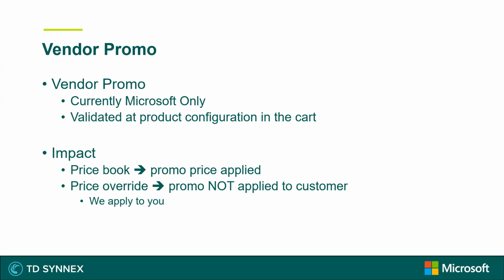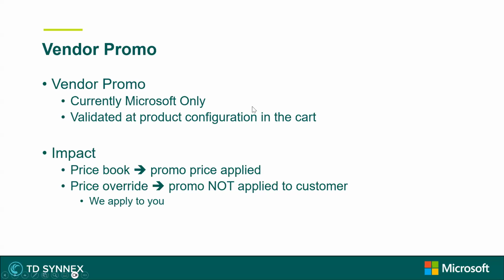Impact: price book, promo price applied. Price override: so if you have a price override and there's a promo, we will not apply it to the customer, but we will apply it to you. So if there is a promo from Microsoft or from the vendor, if it opens for other vendors, you get a reduced price, and then you can decide to invoice your customer the full price anyway or even more, whatever you want to do with the price override. But that's your choice. That's the way you want to work.